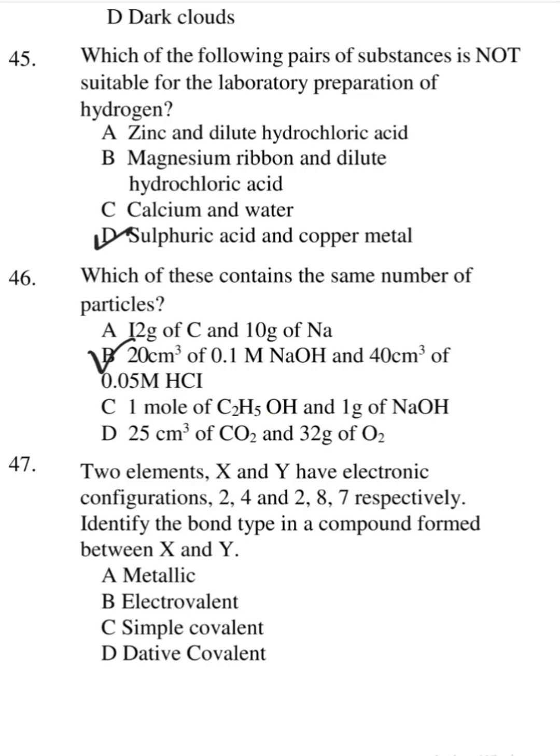In number 47, two elements X and Y have electronic configurations 2,4 and 2,8,7 respectively. Identify the bond type in a compound formed between X and Y. Now, the electronic configuration of X is 2,4, so the valency would be 4 because the number of electrons in the valence shell is 4. So X has a valency of 4, and Y has the electronic configuration 2,8,7, so it's in group 7 of the periodic table, and the valency of group 7 elements is 8 minus 7, which is 1.